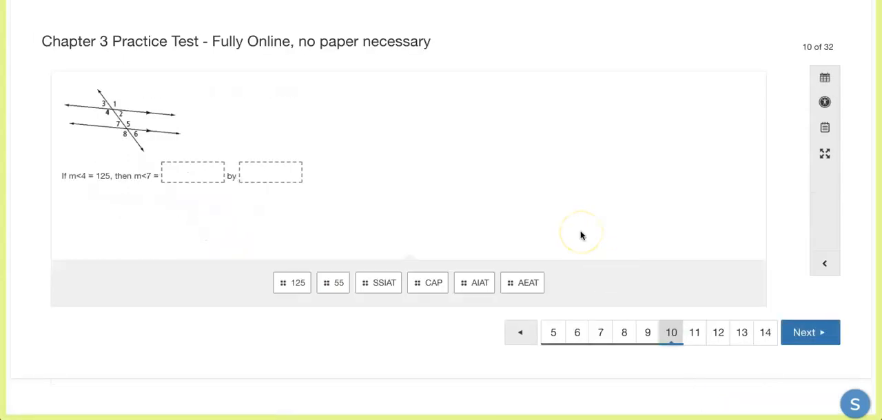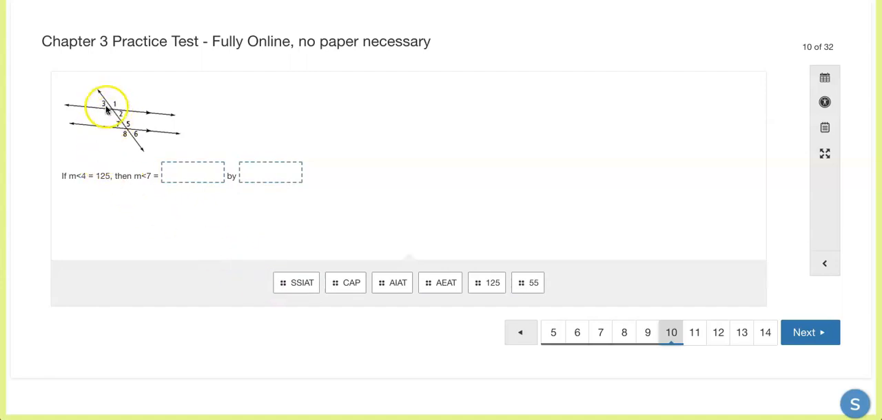Number 10. If angle 4 is 125 degrees, then angle 7 is something. With these, you have to look at, are they equal to each other or equal to 180? So it's either going to be 125 or it's going to be 55. It depends on what we see here.